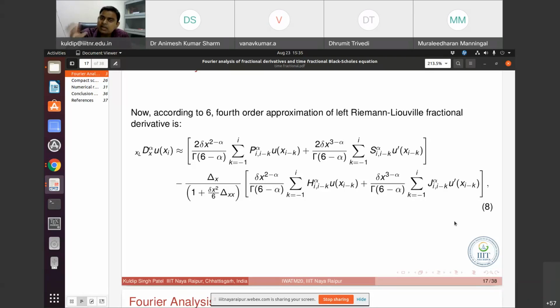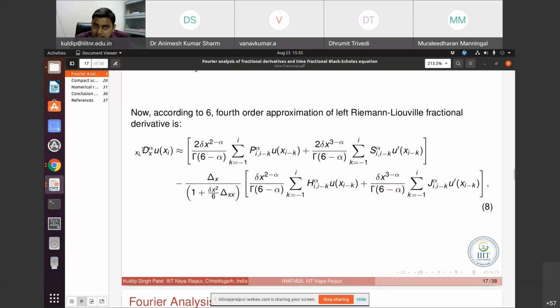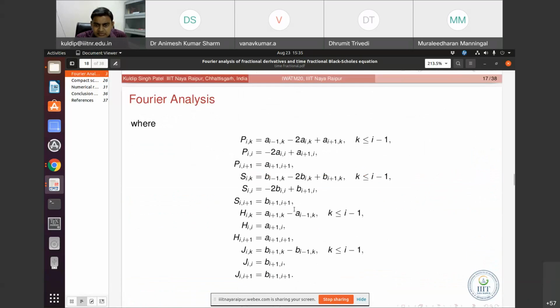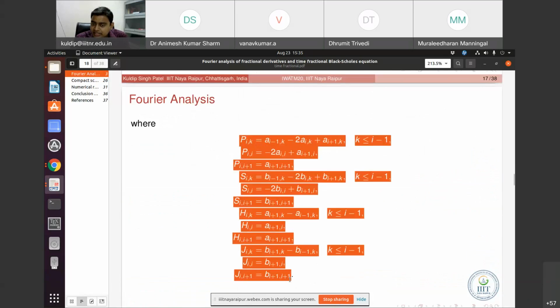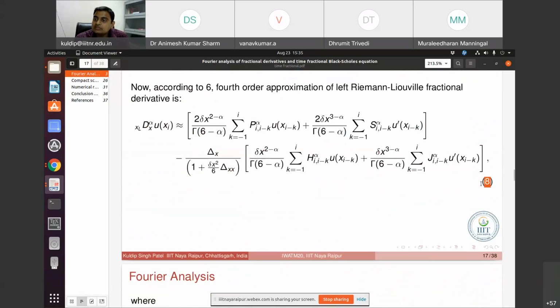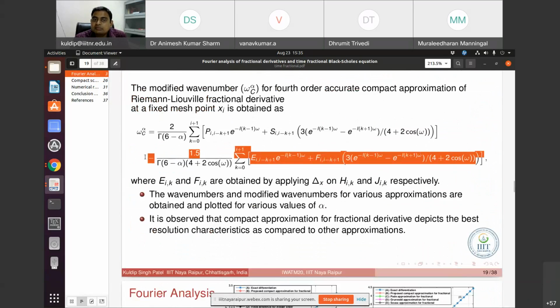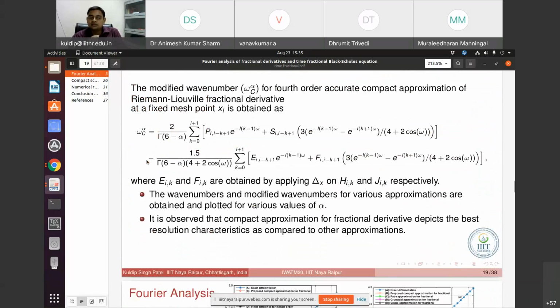This splitting will help us a lot. This is the fourth order accurate approximation for the Riemann-Liouville derivative, where all the coefficients are given here. Then we have to calculate the modified wave number for this equation number 8, so I have calculated the modified wave number for equation number 8. I'm sorry for the long expressions.